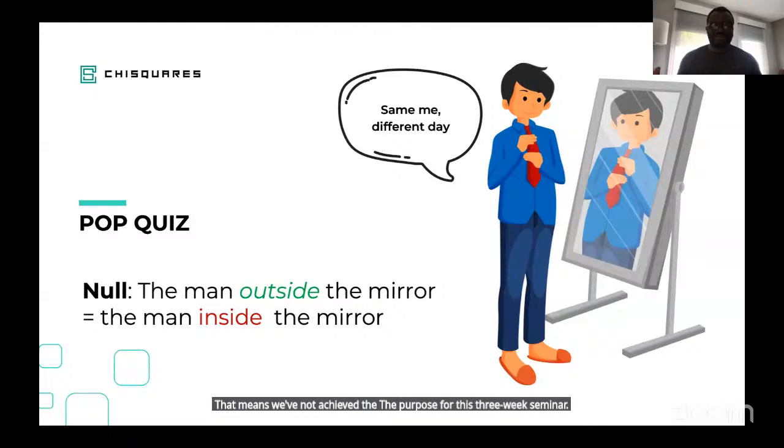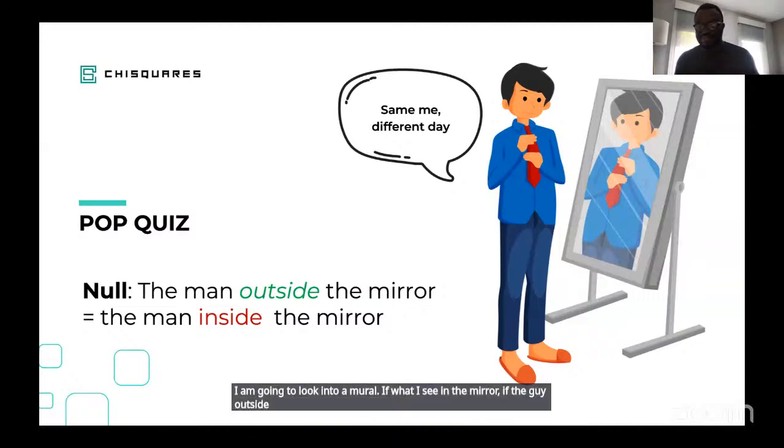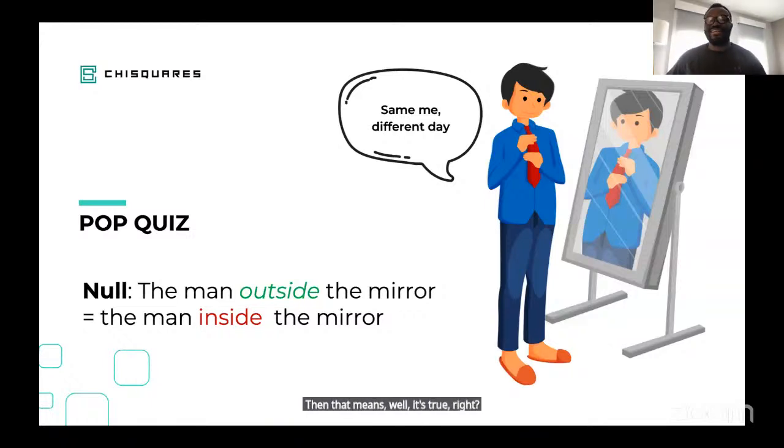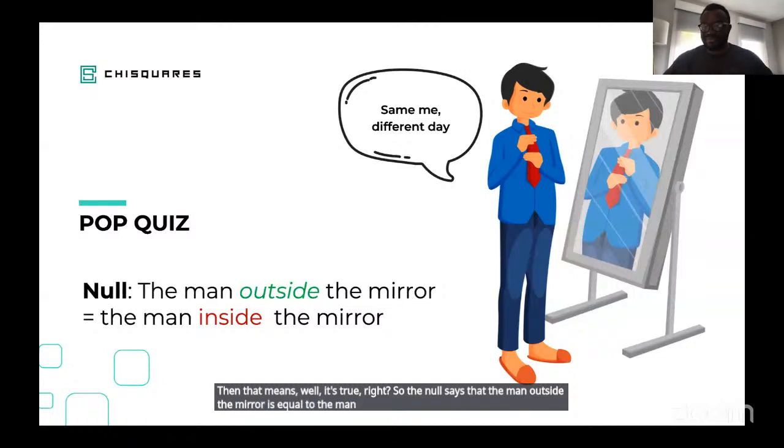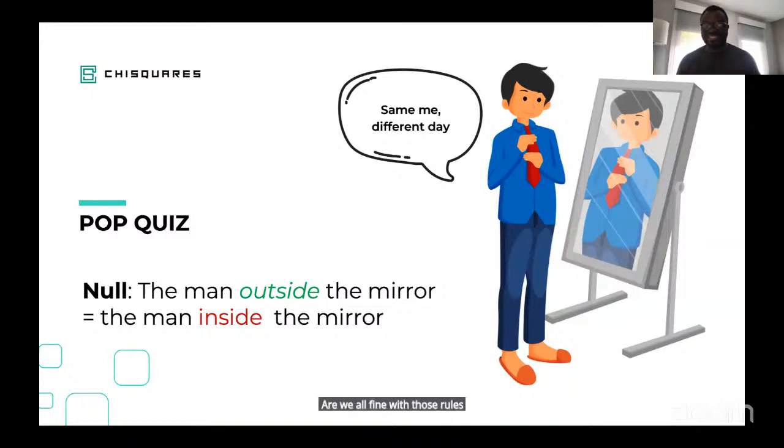All right, so we have a quiz here. So here are the rules of a quiz. I'm going to look into a mirror. If the guy outside the mirror is the same guy in the mirror, then that means, well, it's true, right? So the null says that the man outside the mirror is equal to the man inside the mirror. Are we all fine with those rules of engagement? It's a very simple rule. The guy outside must be the same as the guy inside. If it's true, then, well, the null is true.